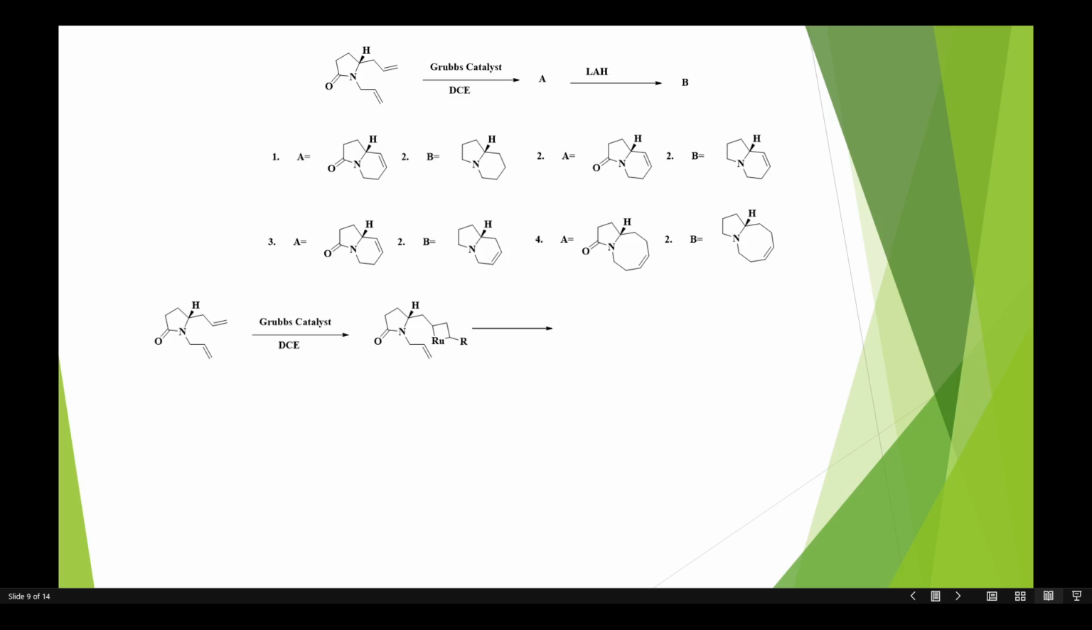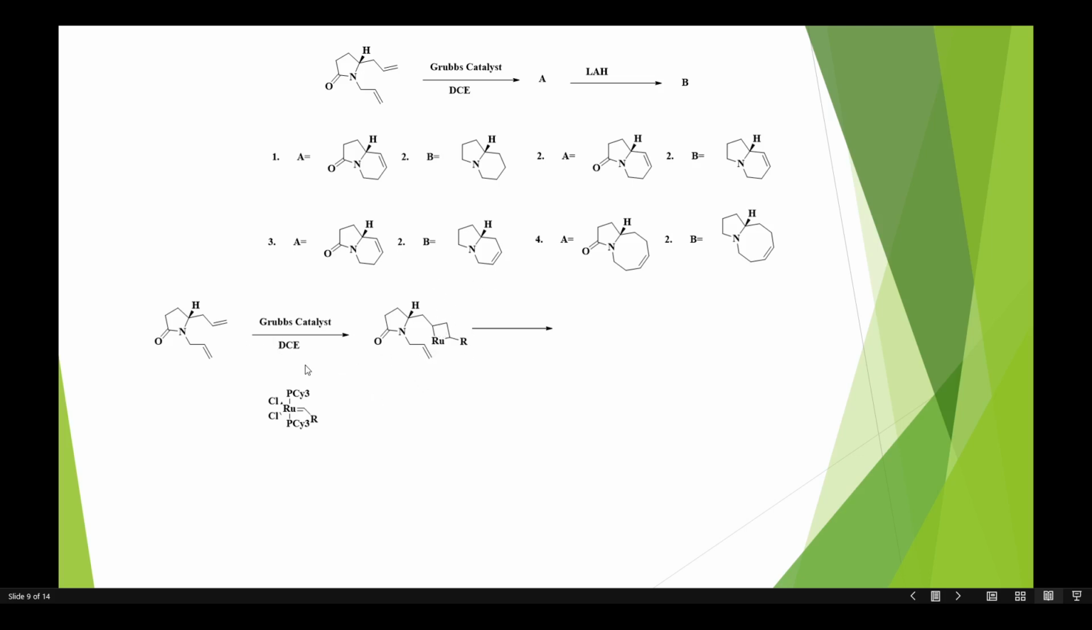Actually, what will happen is that the Grubbs catalyst will bind with one of the alkenes, and you will get a four-membered ring, which is what we call the Grubbs catalyst. Instead of phosphine, tricyclohexylphosphine, we have different kinds, which we call first generation, second generation, and third generation. Different kinds of catalysts will be there. If you use it, you will get the four-membered ring.